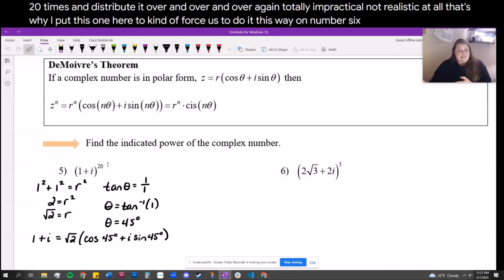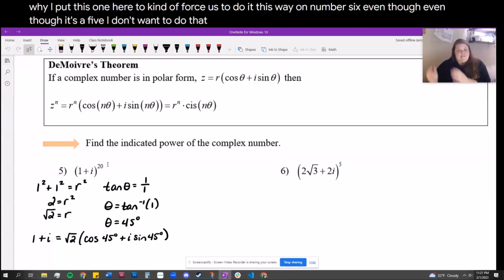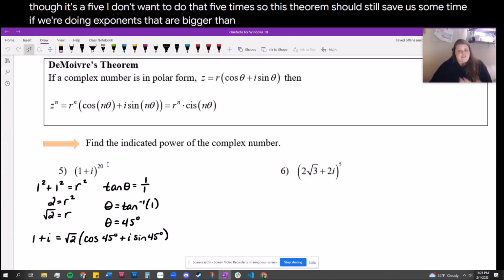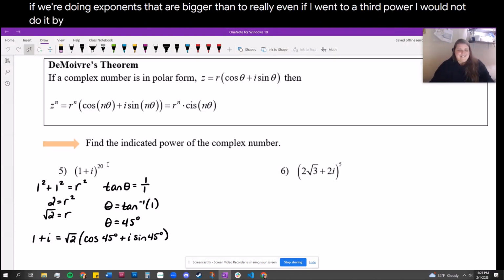On number 6, even though it's a 5, I don't want to do that 5 times. So this theorem should still save us some time. If we're doing exponents that are bigger than 2, really, even if I went to a third power, I would not do it by hand.